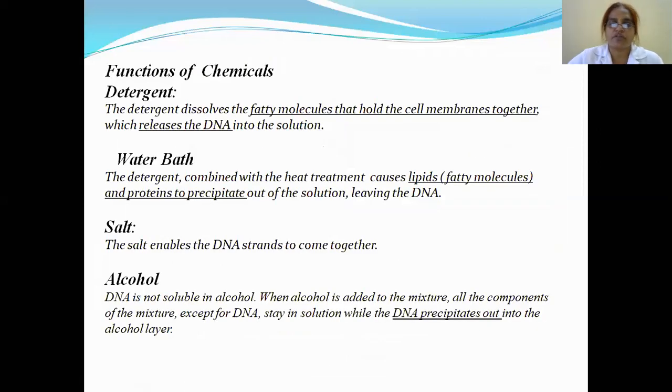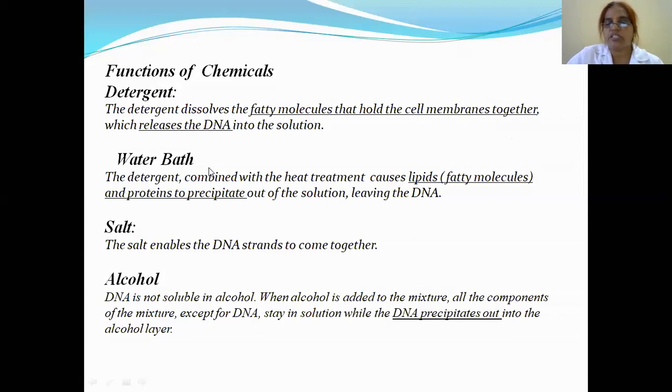Okay, now see the functions of the chemicals. Detergent: the main function of detergent when you add it into the solution is that it dissolves the fatty molecules and holds the cell membrane together, and releases the DNA into the solution.